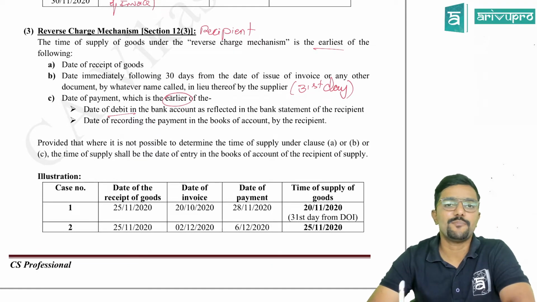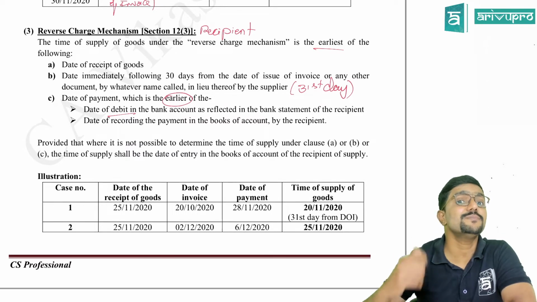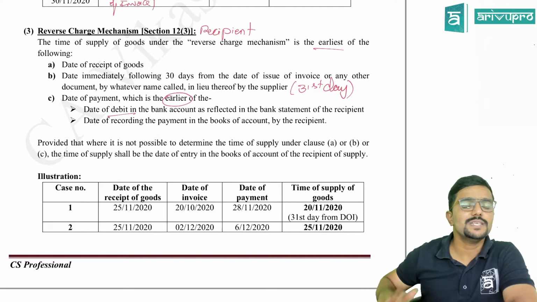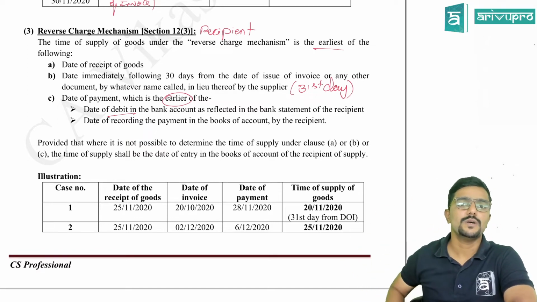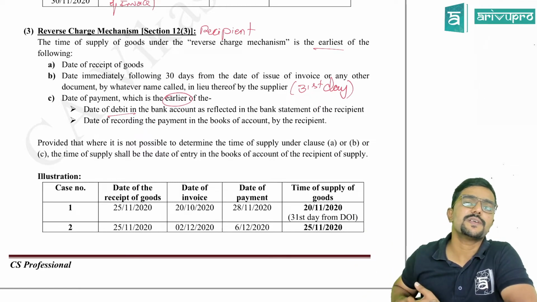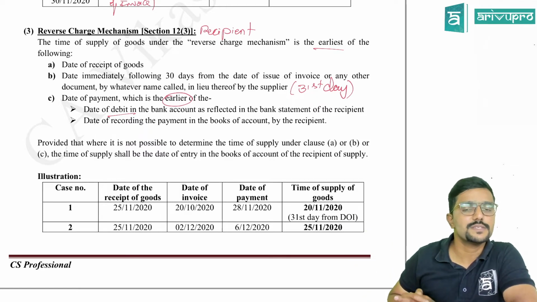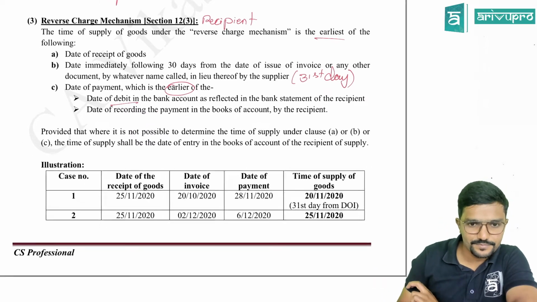Next, the date of payment. Is it the date of receiving payment or making payment? The recipient is making the payment. So what is the date of payment I need to take? The date of debit in my bank account or the date on which I make the payment entry, whichever is earlier. Whichever is earlier. Clear? Yes, sir.